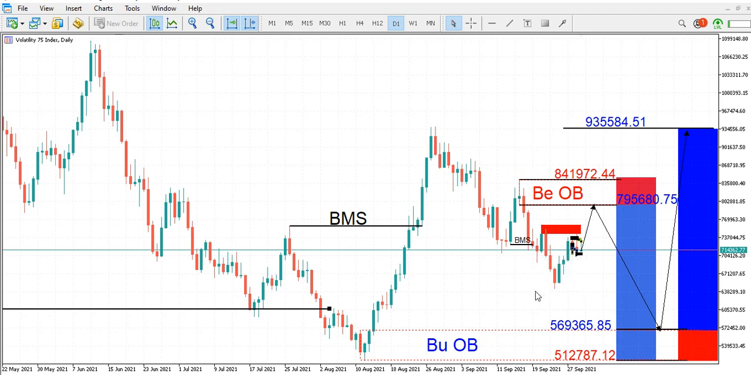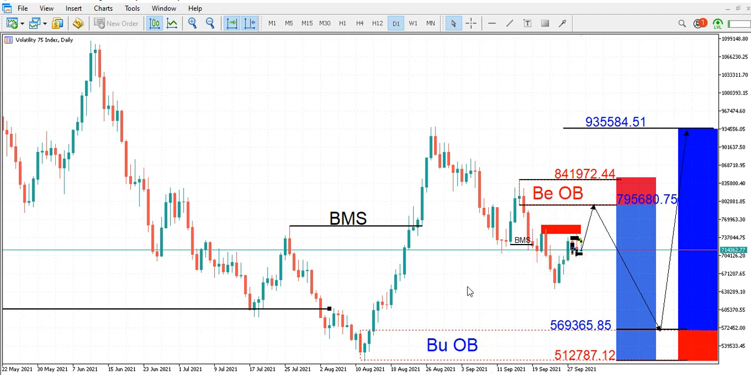So hence I mark this. Please pay careful attention. Down here we have a bullish order block, and then a break of market structure here, and then we have a bearish order block up here for this break of market structure. So we have a break of market structure here for this order block here.